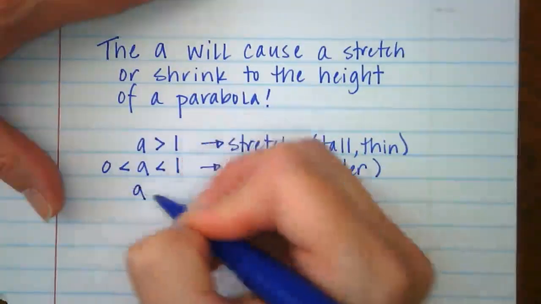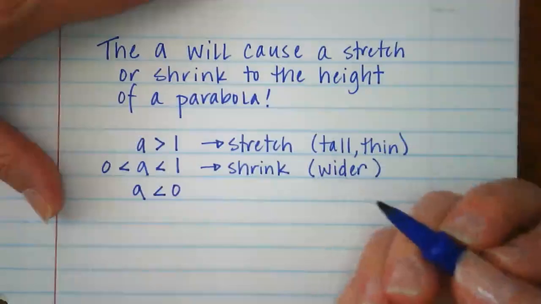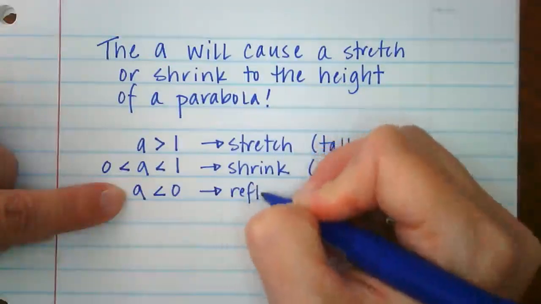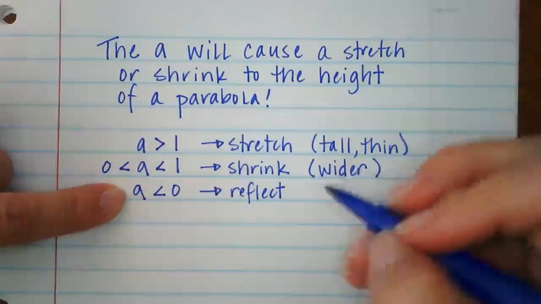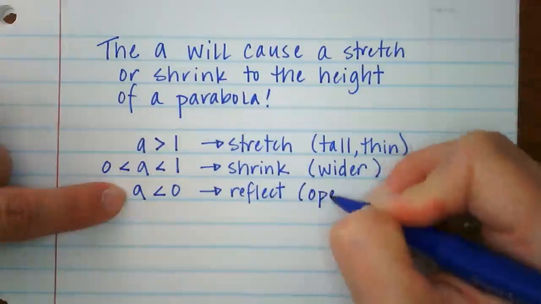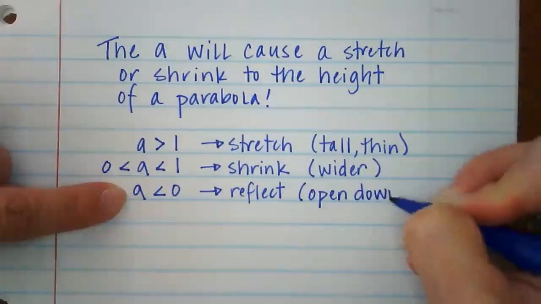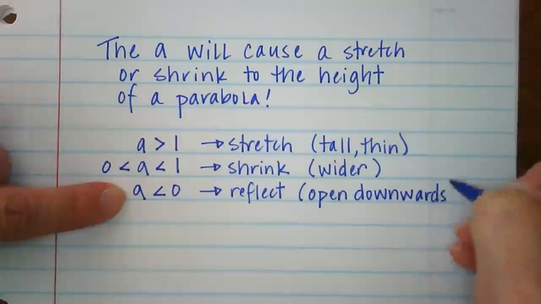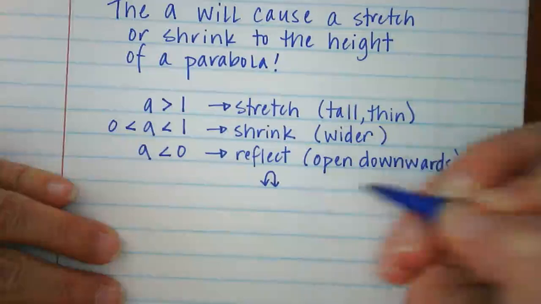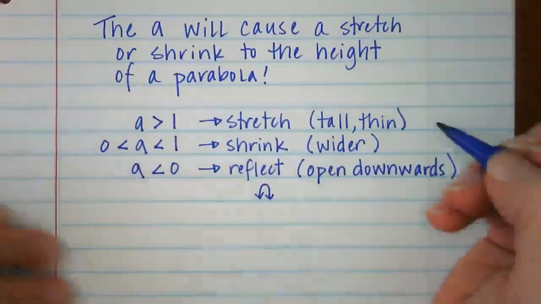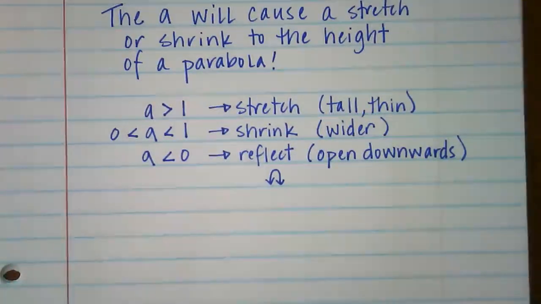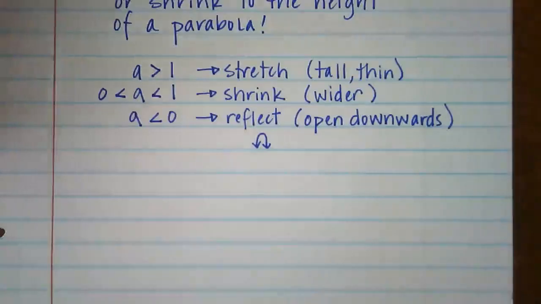And then if a is less than 0, that's when our a is negative. That is going to cause a reflection. So it's going to reflect, which means that our parabola is going to open downwards. I hope that makes sense to you guys. So a negative a value is going to cause our parabola to look something like that. And then if we have a negative that's a fraction, it's going to go down, but it's going to be wider, and that's what we're going to work on now.